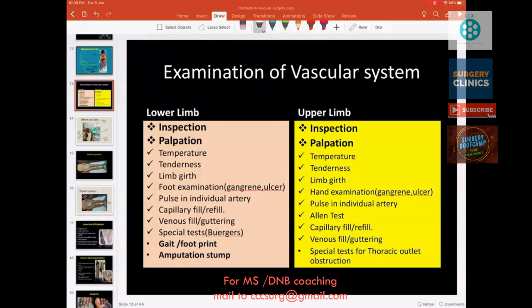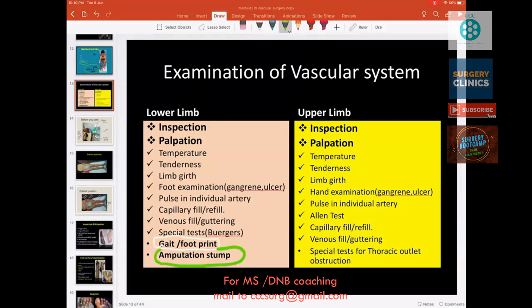In an exam, remember that whenever you are writing an examination of a vascular system, rather than talking about some conventional, I have changed a little bit. And in the lower limb, kindly don't write auscultation and percussion. Inspection, palpation, I have told you the points. Footprint and gait is something that is new that you are learning today. And if the patient is an amputee, then it is always important to talk about an amputation stump.